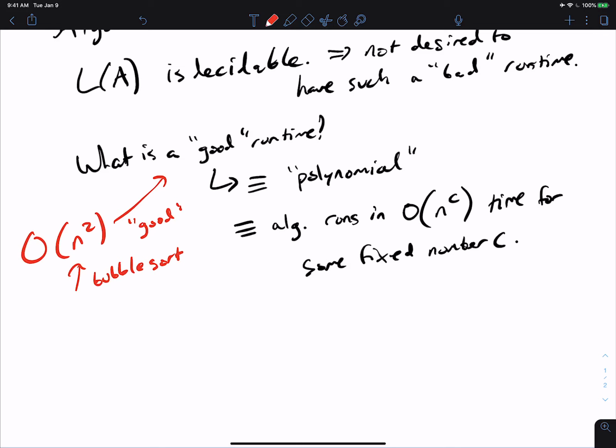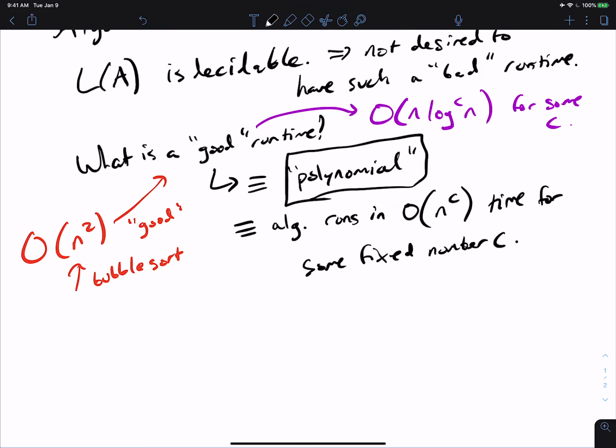So the question of what is really good is changing. Good in a modern sense might be in big O of n log^c n for some fixed number c. And there are whole classes devoted to studying problems within these runtimes. But what we're going to focus on in this class is the polynomial runtimes.